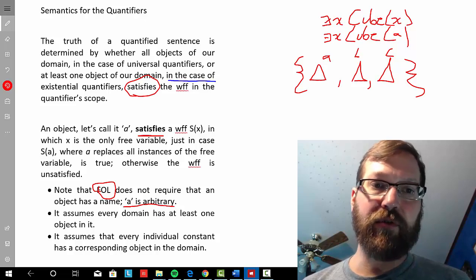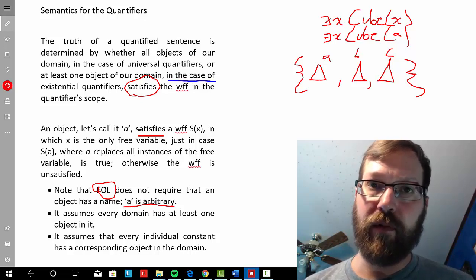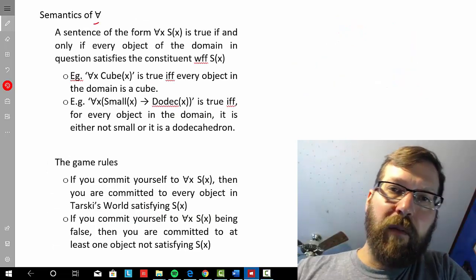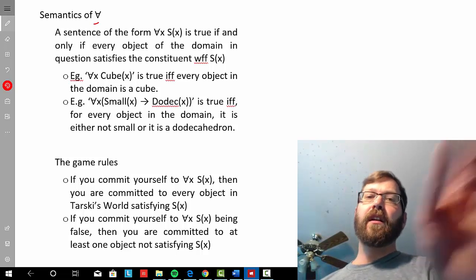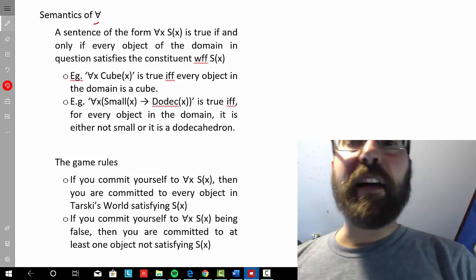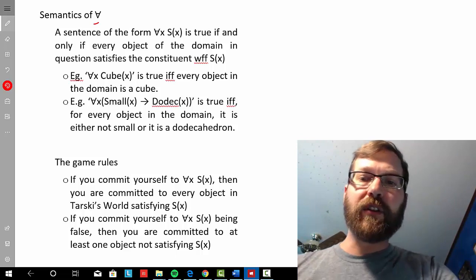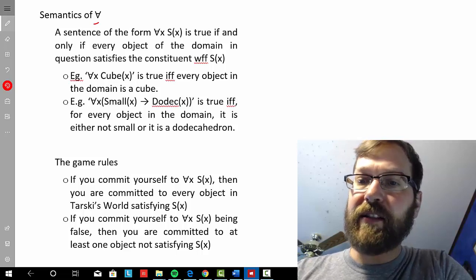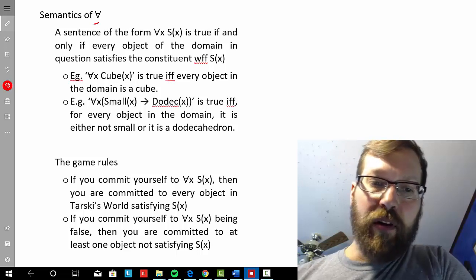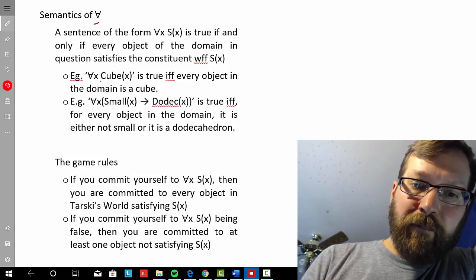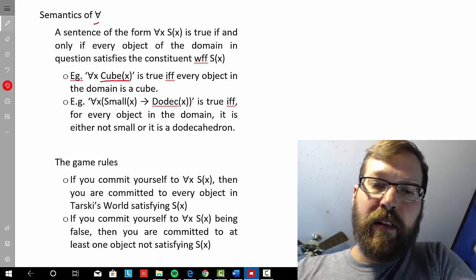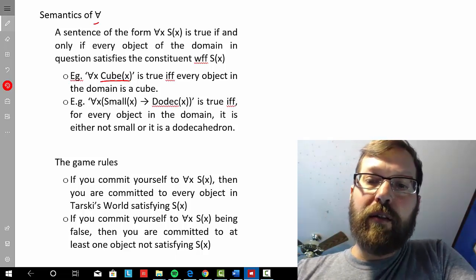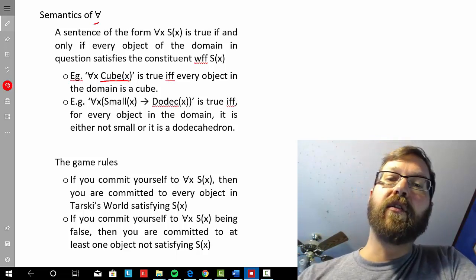All right, so let's now turn to the semantics specifically for the universal quantifier. Here is the meaning of our universal quantifier. A sentence of the form for all x, S of x is true if and only if every object of the domain in question satisfies the constituent well-formed formula, that is S of x. So, if our well-formed formula is x is a cube, and we have the quantified sentence for all x, x is a cube, that's true if and only if every object in the domain is a cube.